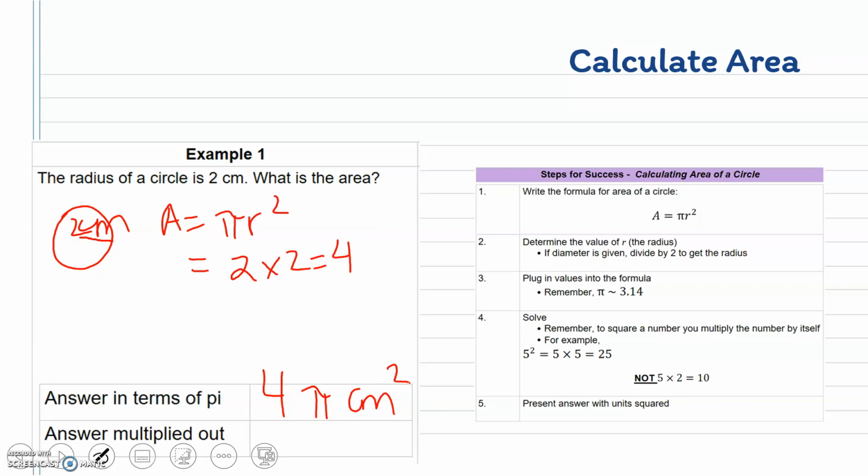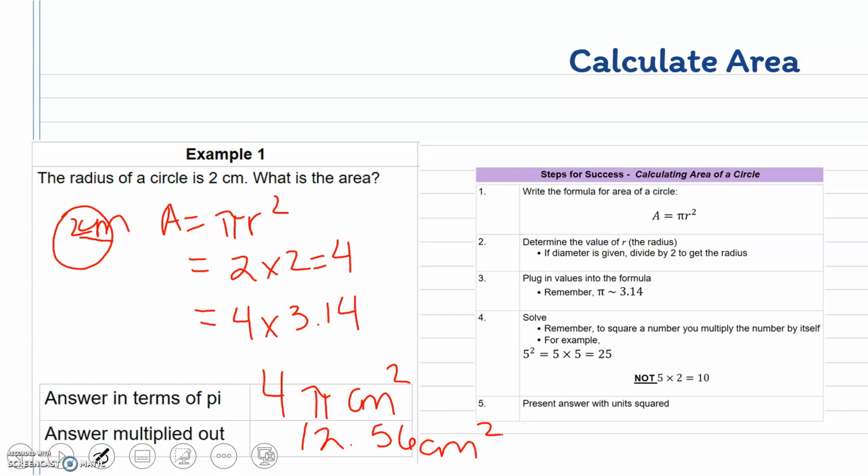Now if I want to multiply this out, this will now be 4 times 3.14. And remember, when we're multiplying with decimals, you do not have to line them up. You wait to the end to figure out how many decimal points you have. So your final answer will be 12.56 centimeters squared.